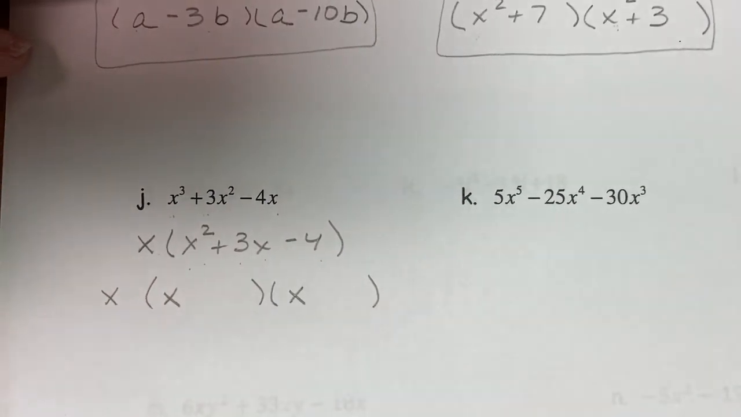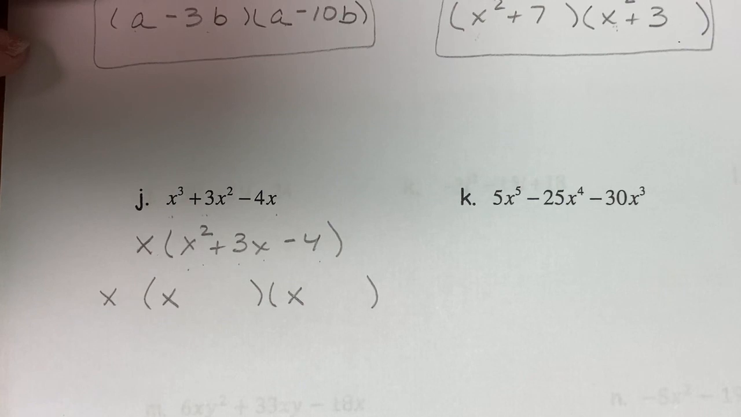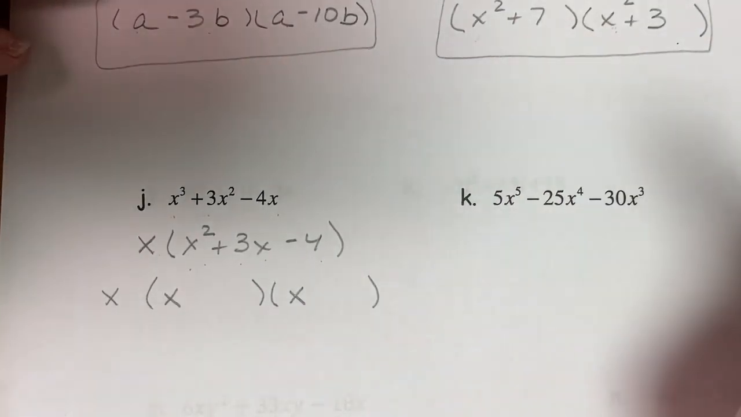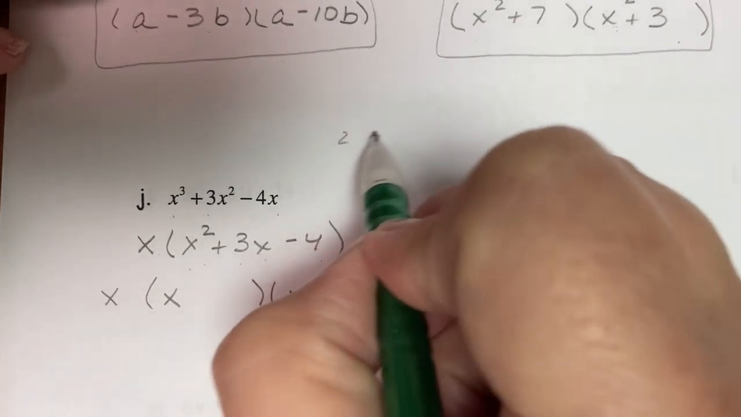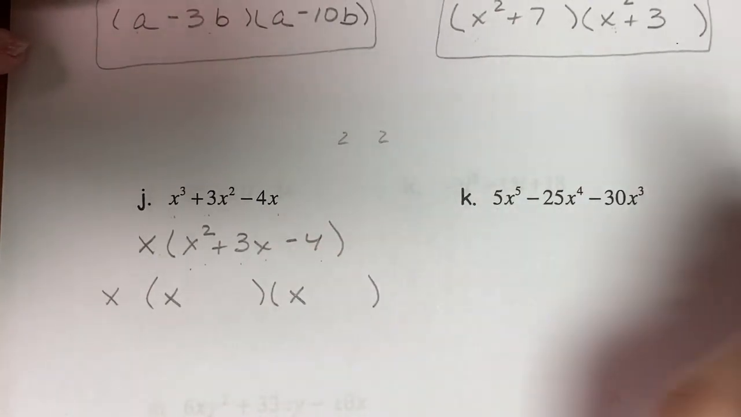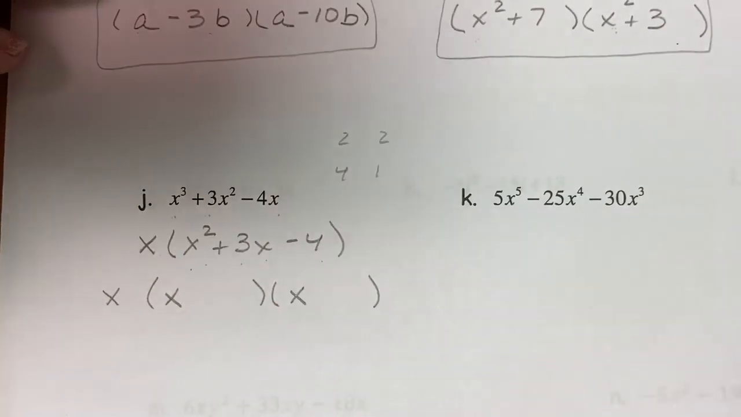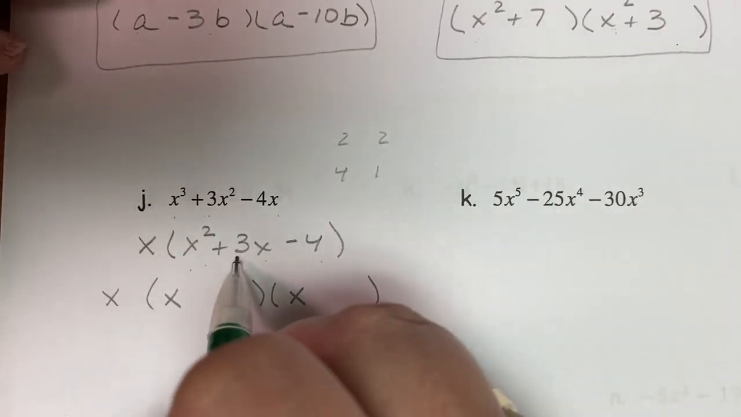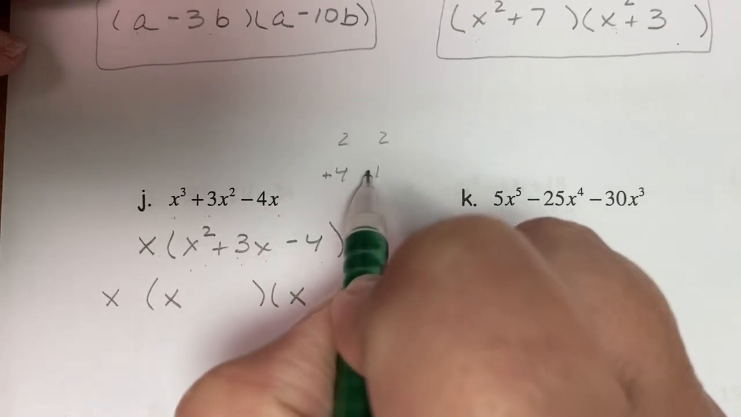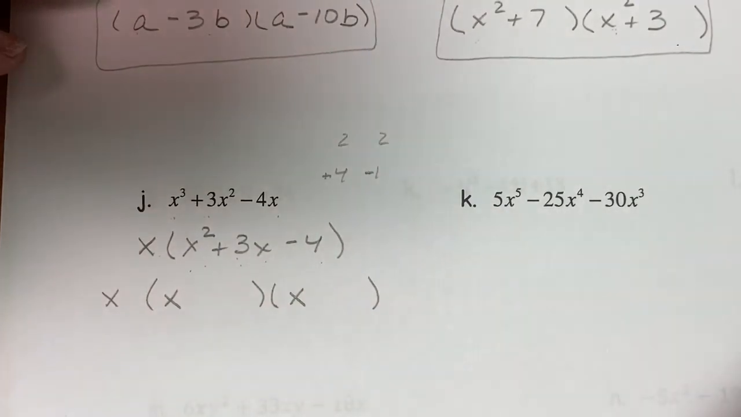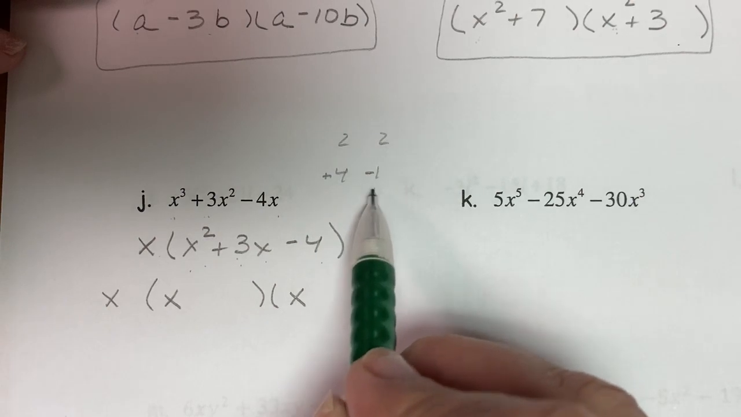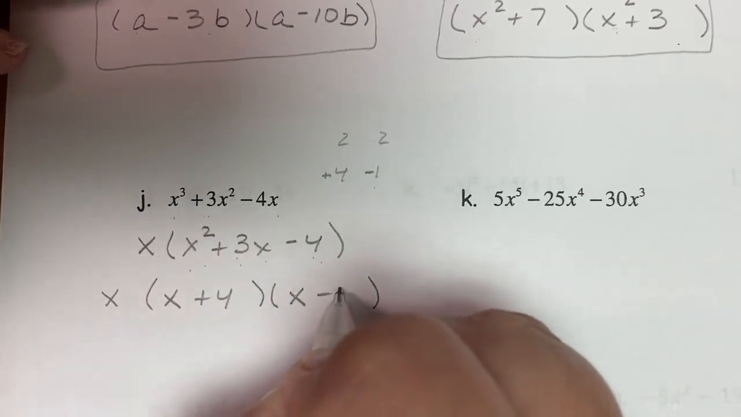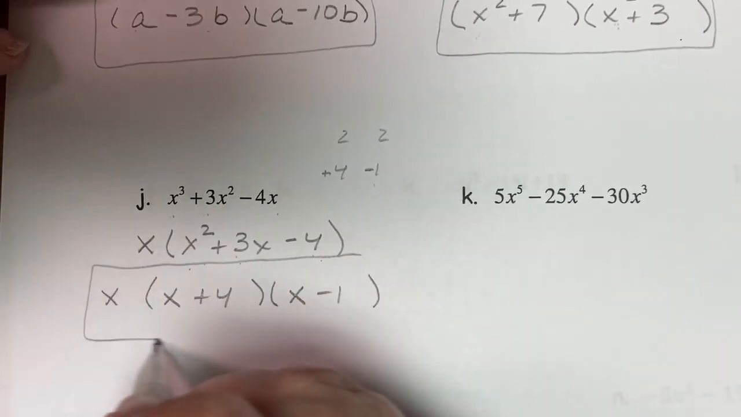So now I need two numbers that multiply together to get negative 4 and add together to get a positive 3. Well, what multiplies together to get 4? 2 and 2, but there's no way I can get a 3 out of that. The other possibility is a 4 and a 1. There I can get a 3. I need a positive 3. So that means that the 4 has to be positive and the 1 has to be negative because they have to multiply together to get negative 4. So plus 4 and minus 1. And there you go.